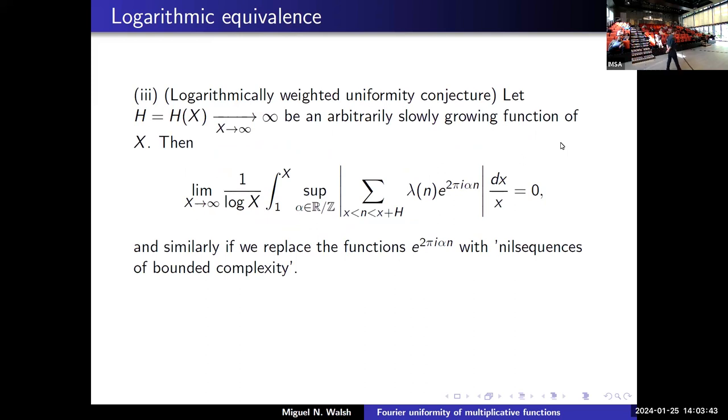So, same hypothesis, any function of x that goes to infinity, arbitrarily slowly, doesn't matter how slowly. Then look at the expression we had before, and again now divide by n. So, similar kind of thing. And similarly, we can replace the exponentials with sequences of polynomial complexity. So, again, this will be the same: if I look at a randomly chosen small interval, I have cancellation, but now the distribution I'm using is given by all.